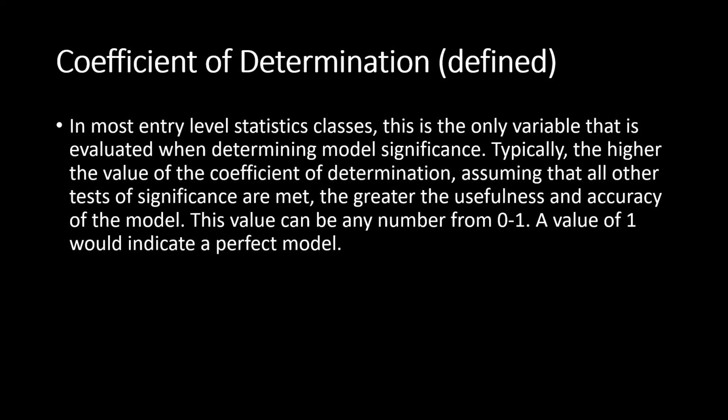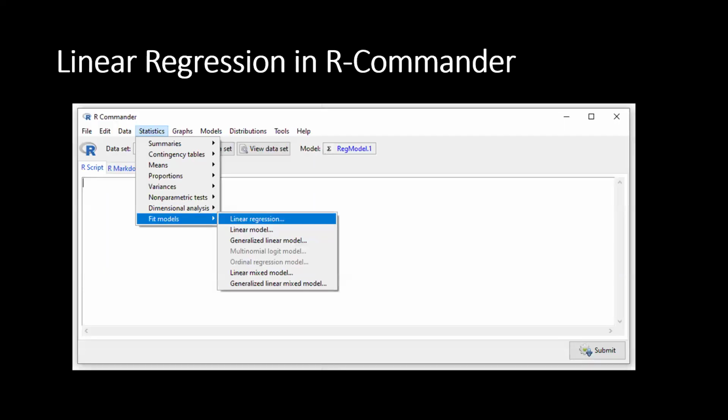So let's do linear regression now in RCommander. And again, the data for this example that we're doing is in the video description below in CSV format. So we're going to assume that you've already imported that data into RCommander. And with RCommander's menu up, you're going to select Statistics, Fit Models, Linear Regression.